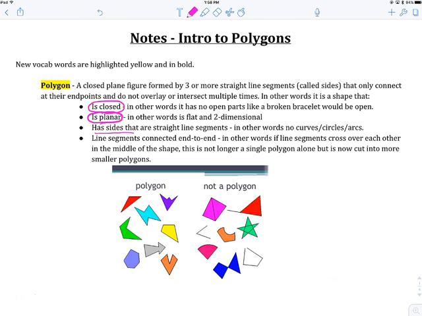It needs to have sides that are straight line segments. There are no curves in your polygon. And then finally, it needs to connect end to end. And this kind of goes back to that it is closed. So there is no intersecting line with another line, creating 2 separate spaces. That could create multiple polygons.